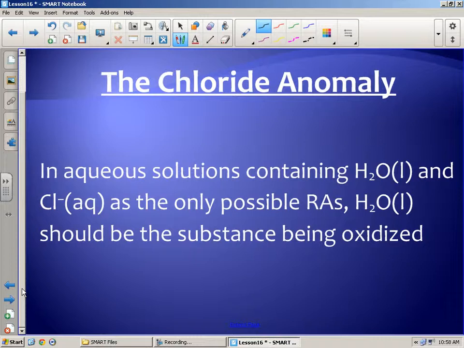When you're passing electricity into this cell to force it to go the opposite way, the chloride anomaly happens when you have water and chloride together. So if you look in your data booklets, guys, and you need to get those out, and find water and chloride, keeping in mind they're the only possible RAs. If you're looking for water or chloride as your SRA, you would start in the bottom here and start working your way up, because that's where the SRAs are.